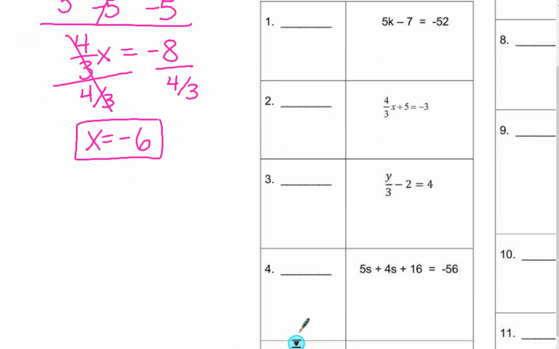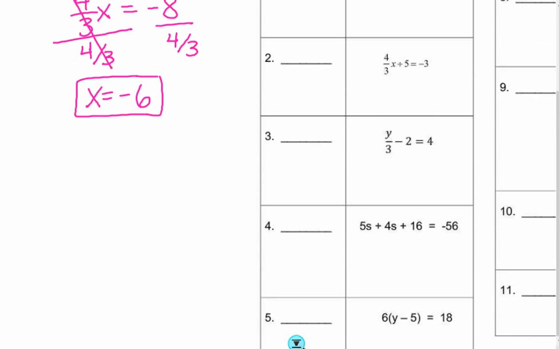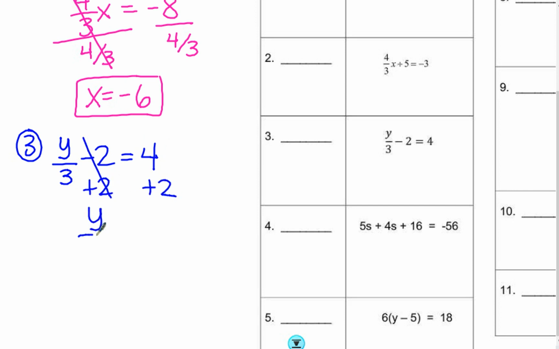Now we're going to slide down and talk about number 3. One more of the fraction problems. Remember, again, fractions are friends. You don't need to be afraid of them, especially now that you have your nice calculators. So we're here. I need to get rid of that -2. We're going to do that by adding 2 to both sides. That goes away. I'm left with y divided by 3 is equal to 6.